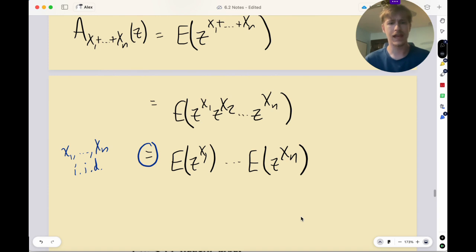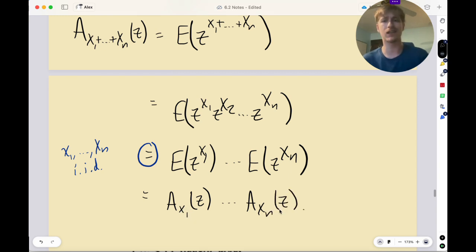Okay? And each of these expected values is just the generating function of that random variable. Okay, so there we go. That's kind of a proof of the claim. Now, of course, the story is a lot more complicated.